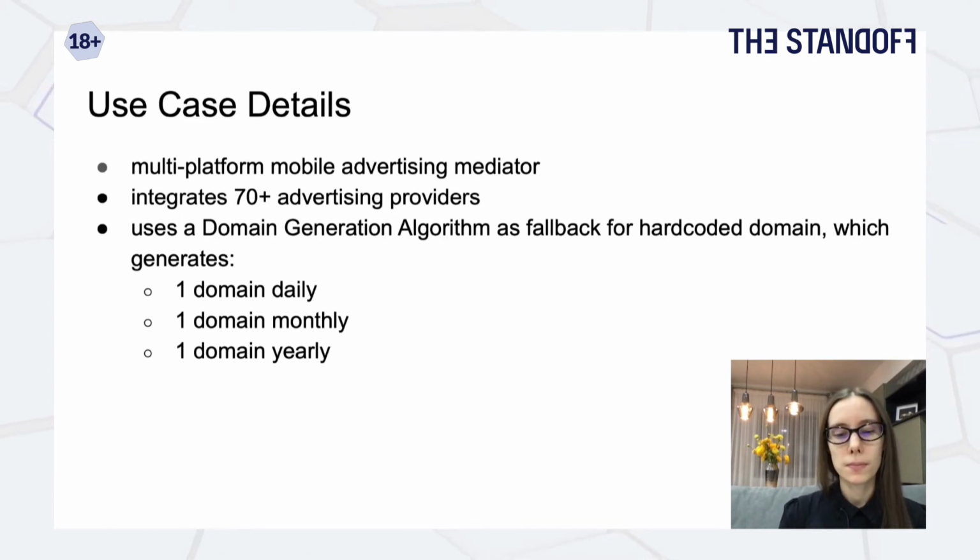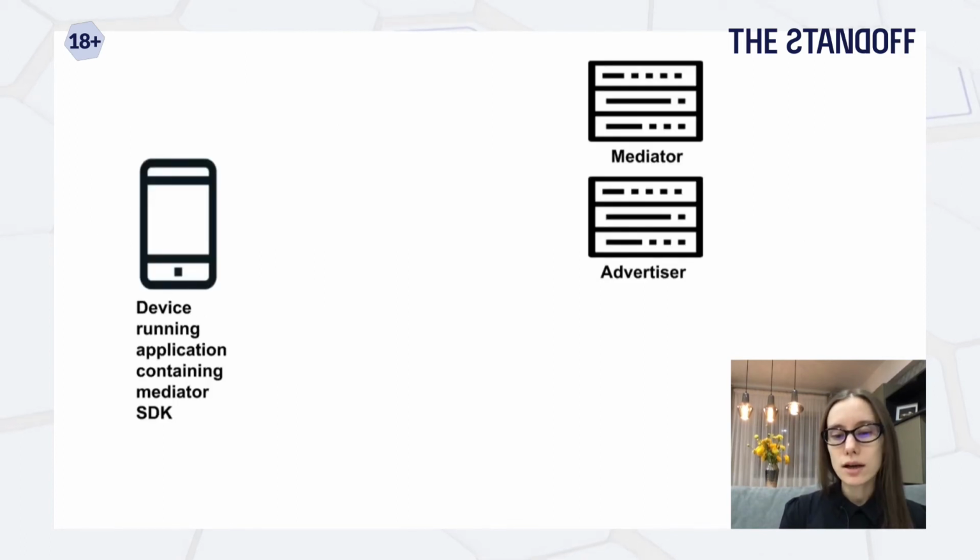Since the DGA used by this mediator acts as a fallback mechanism for its hard-coded domain, we suspect that the mediator developers use the DGA in order to avoid ad blockers in the same way in which malware developers avoid blacklists. Let's see how this works.